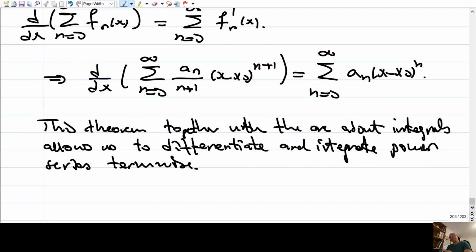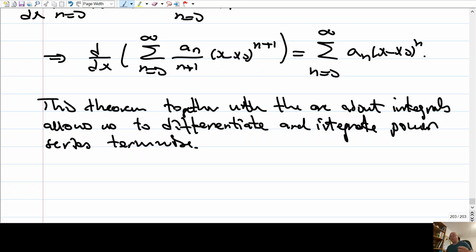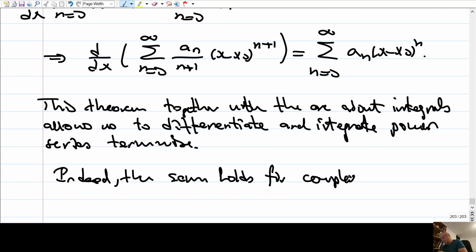Also, actually, this works not only for real valued functions, but also for complex valued functions. The same story holds. Nothing is different. Instead of real valued functions, I may consider complex valued functions. I can put the sup metric on those functions and so on. Indeed, the same holds for complex valued functions and power series.